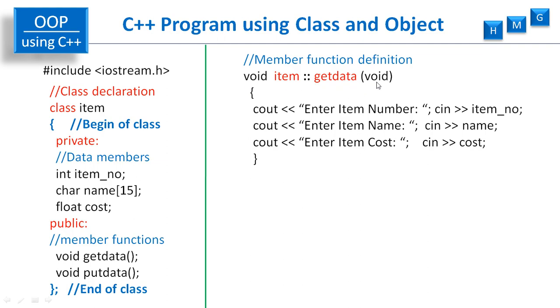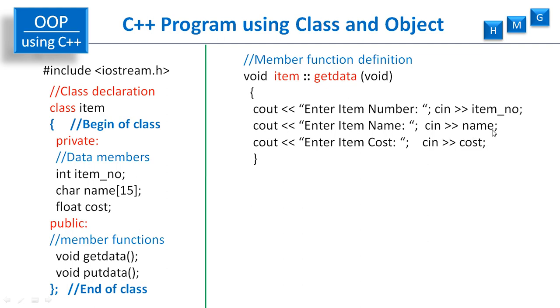Void is the return type, item is the class name, this is the scope resolution operator, that is double colon, function name is getData, no arguments, that's why void. This is the body of the function getData. Here this getData function will perform the task of accepting item number, accept name and accept cost.